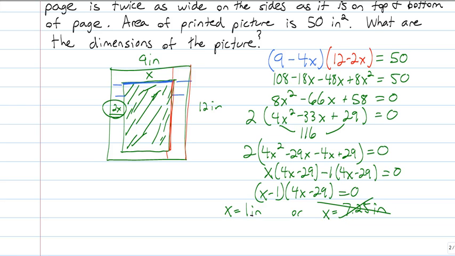Okay, so what are the dimensions of our picture then? If we look back at our original two pieces in the blue and red up here, 9 minus 4 times 1 and 12 minus 2 times 1. So my dimensions are 5 inches by 10 inches, which makes sense because if you multiply those two together, you get 50. But we used factoring to make sure that was correct.